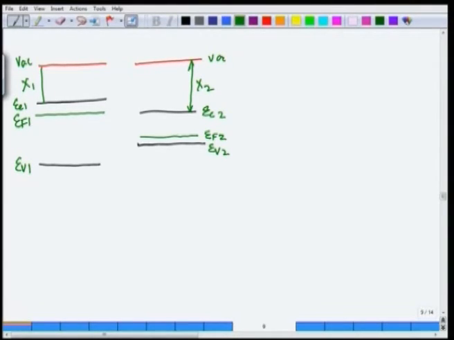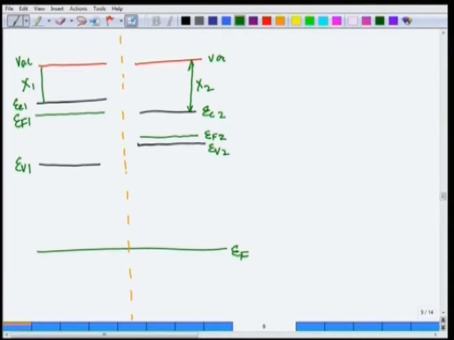Now we again know that if we want to draw the band diagram, it is very easy. What we have to do is first make a common Fermi energy. If you join them, we are going to join them right here. So the first thing to do is make a common Fermi energy. Fermi energy must be common. So if you make the Fermi energy common, then what happens? That is what we need to look at.